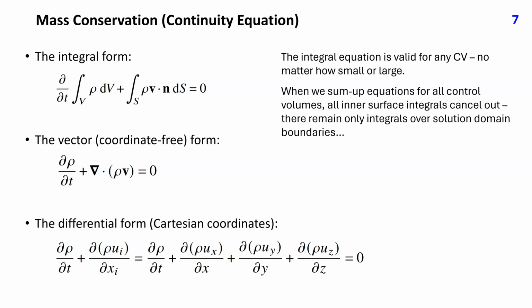By allowing the control volume to become infinitesimally small and using the Gauss theorem to convert the surface integral on the right-hand side into a volume integral, the integral form of the mass conservation equation can be transformed into this vector or coordinate-free form. By introducing the appropriate definition of the divergence operator in a particular coordinate system, we can obtain the differential form of the equation expressed via these coordinates. Here, the differential form of the mass conservation equation in Cartesian coordinates is given. We shall see later the equivalent form in polar cylindrical coordinates.